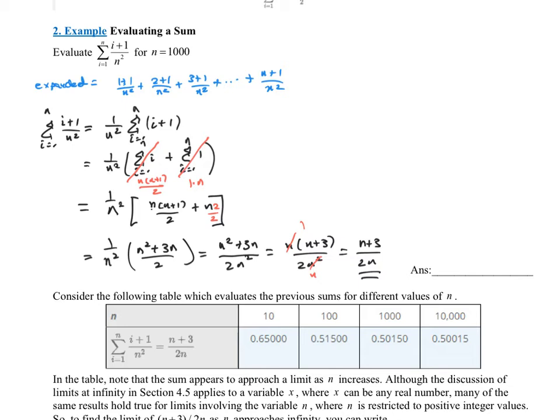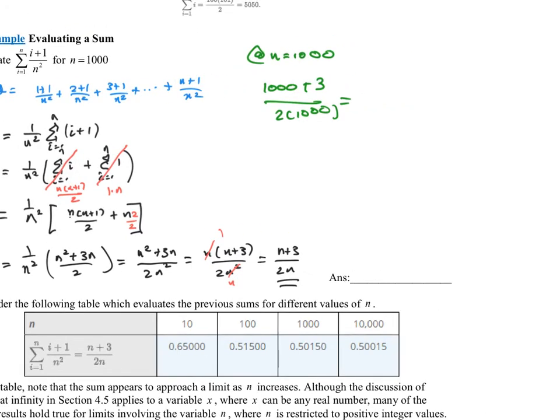Really, really cool, because now rather than summing 1,000 terms, all we have to do is plug in n equals 1,000. So in general, the answer is n plus 3 all over 2n, but let's look at it specifically at n equals 1,000. You would have 1,000 plus 3 over 2 times 1,000. And when we do that, I'm getting 0.5015. So that's what I'm getting right there, 0.5015.